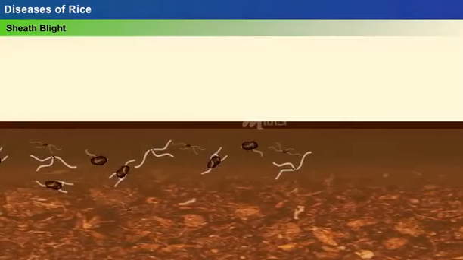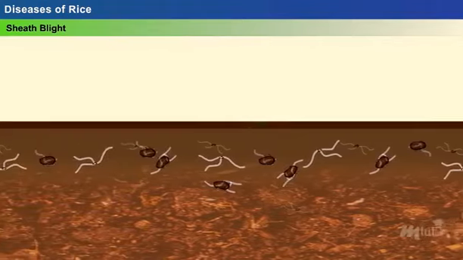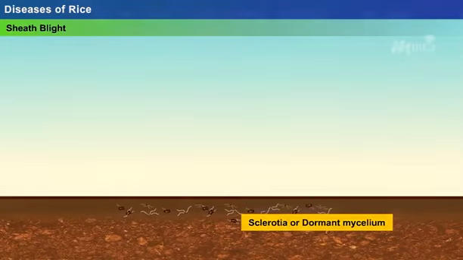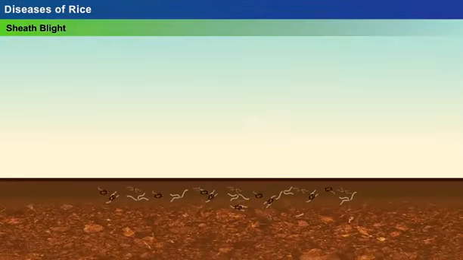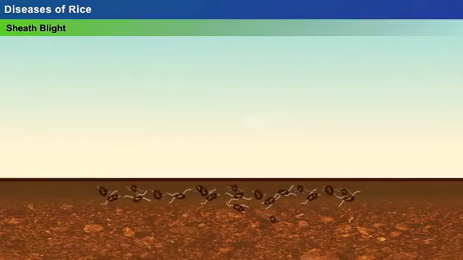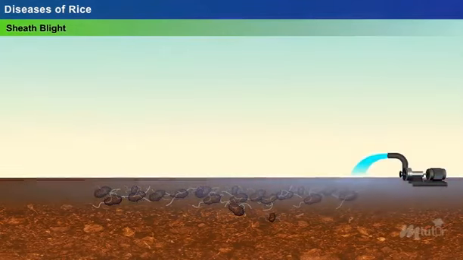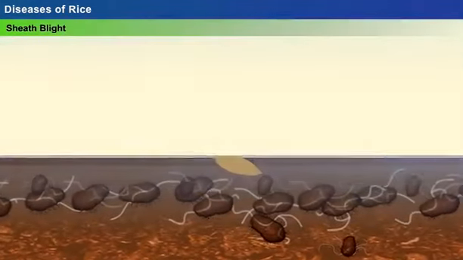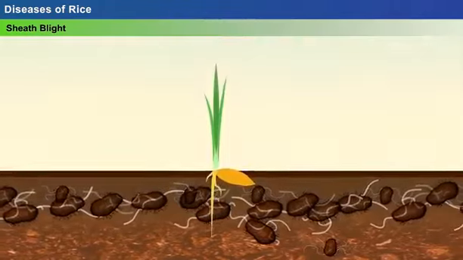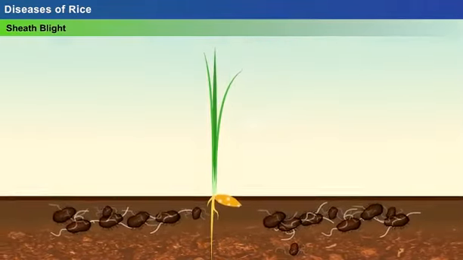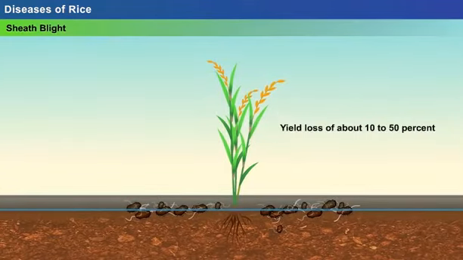This fungus is capable of surviving in the soil as sclerotia or dormant mycelium during unfavorable condition, even for 2 years. Later, the sclerotia in the soil are activated during land preparation or upon frequent irrigation of land. Under favorable conditions, the hyphae or sclerotia attach to the seedling and begin to germinate. The sheath blight disease may cause a significant yield loss of about 10 to 50%.